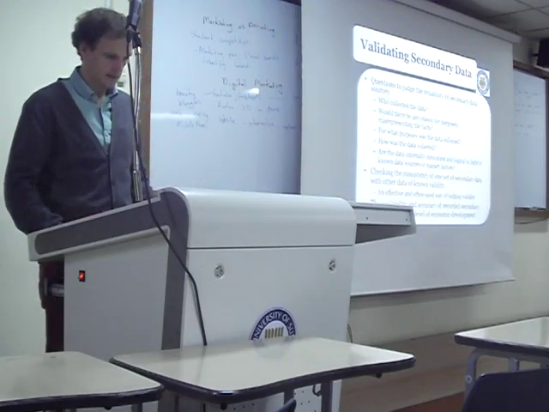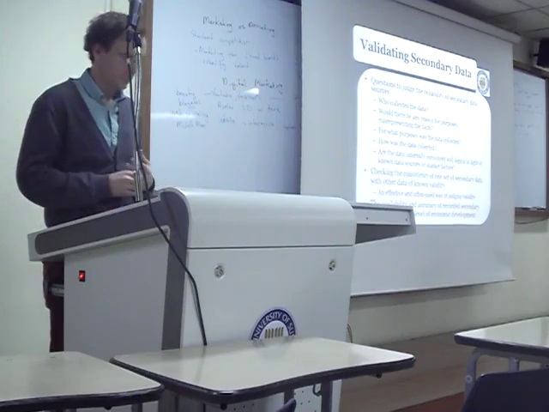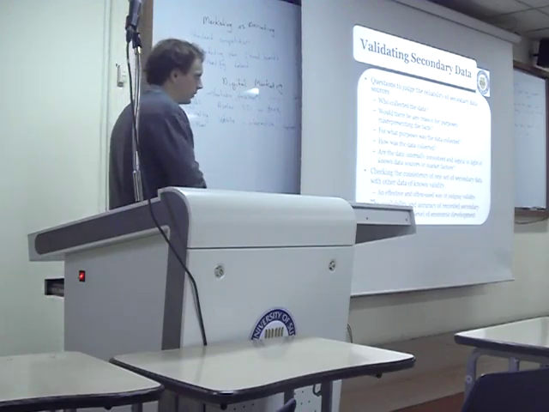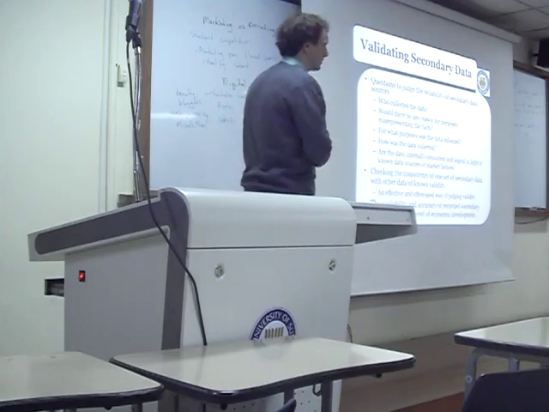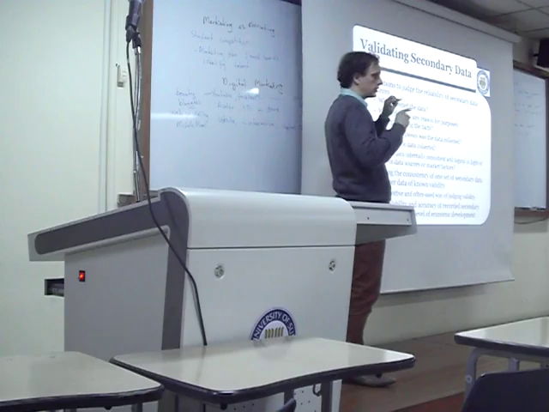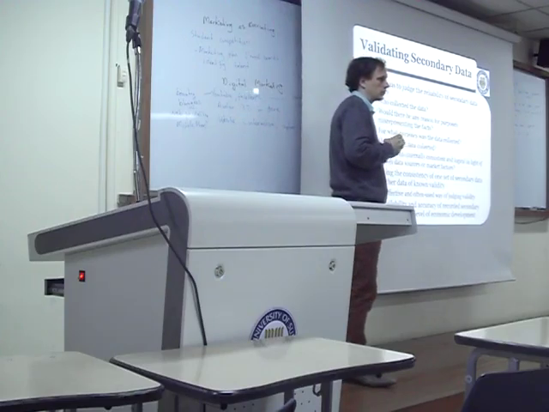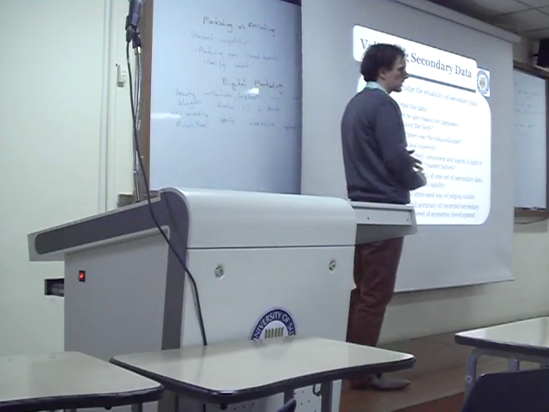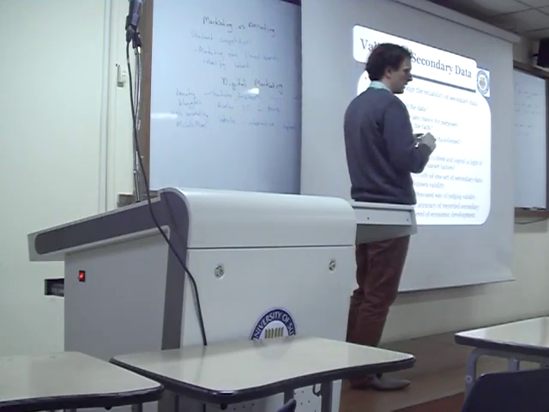So when we're validating the secondary data, we have to say, can we use the secondary data or not? We have to ask some questions. Is it reliable? Who collected the data? Okay. So again, Nation Master, the good thing is it tells you the source. Sources of the data. Usually a government agency is good, or an international agency like OECD or UN.